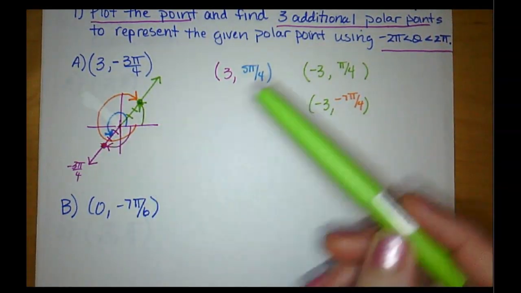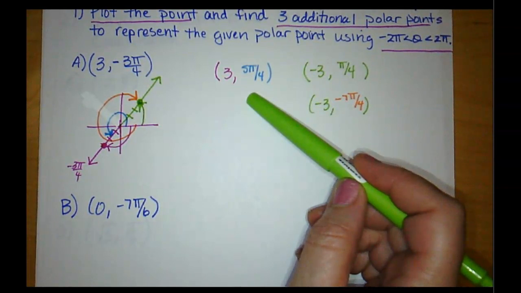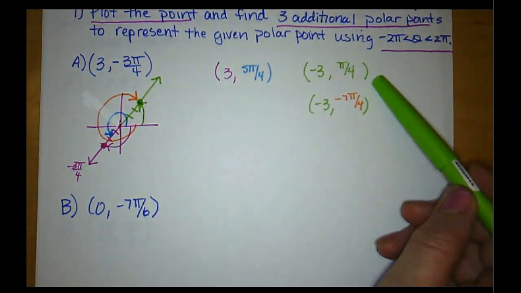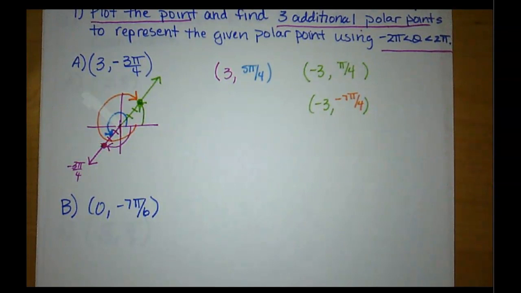The original graph with the positive angle, reverse the direction, reverse the direction. All right, moving on to the next one. So these would be all the points that go along with that. Okay, so let's move on to the next one.